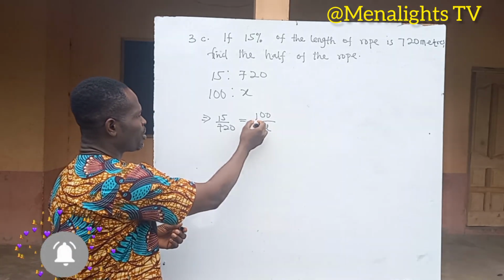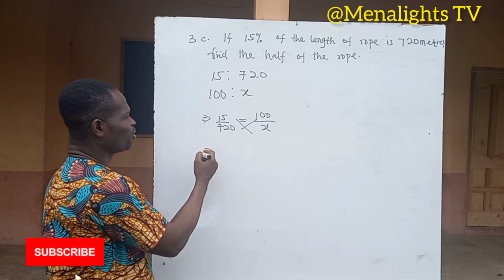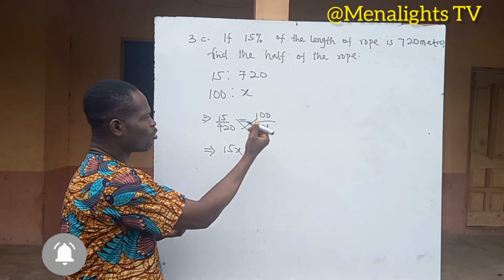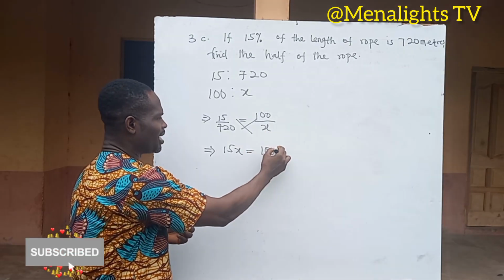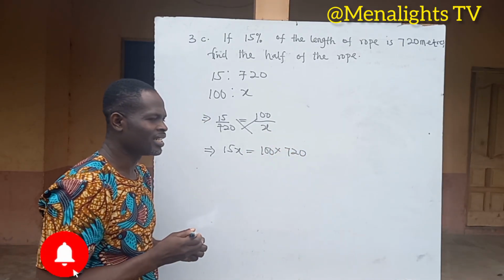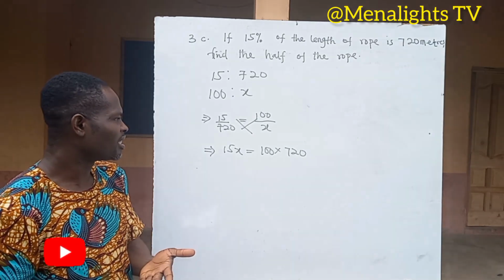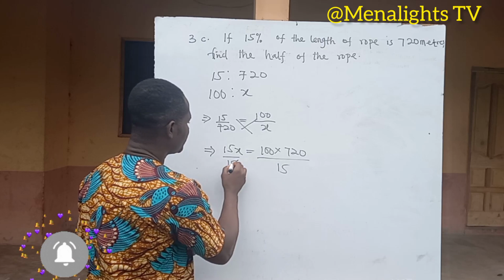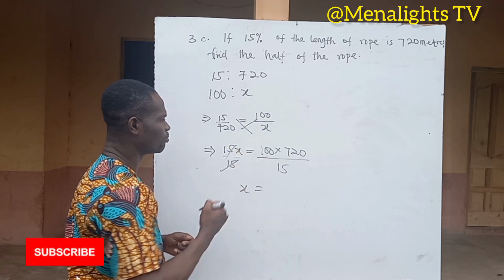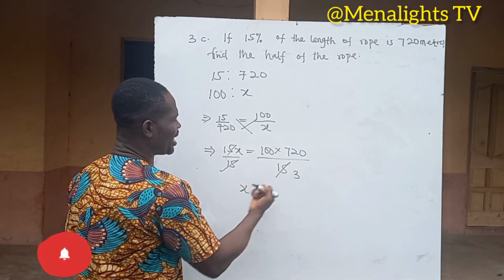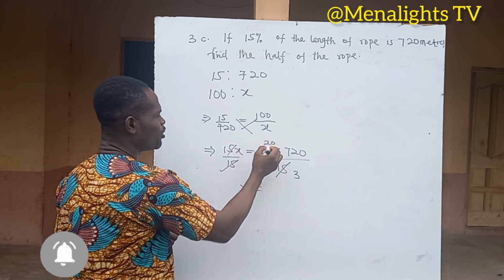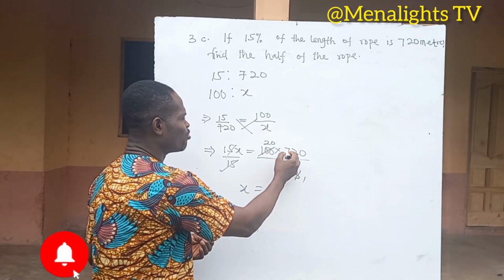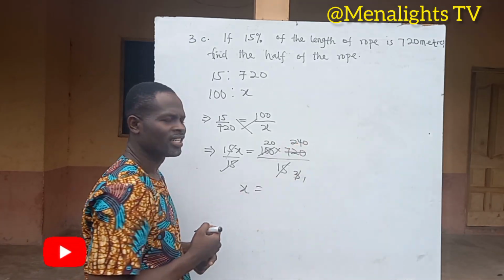Then from here, we can cross multiply. That will give us 15x, which is equal to 100 times 720. So we divide both sides by 15. So our x is equal to: 5 will go here 3 times, and 5 will go here 20 times. So from there, 3 will go here 1, and 3 will go here 240 times.